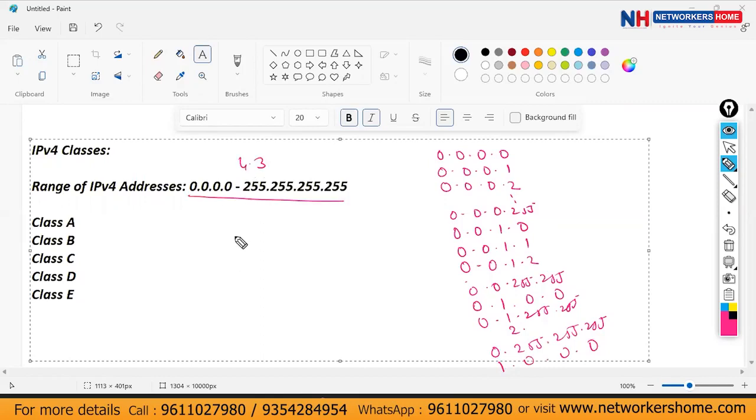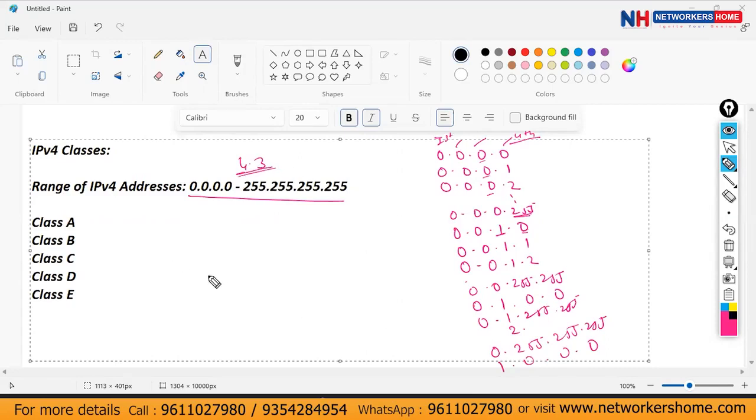So you understood how the addresses are being written. This is the first octet, this is the second, this is the third, and this is the fourth octet. Once the fourth octet completes, only then will the third octet change. Otherwise, it will not change. First the third octet was the same and the fourth octet was changing. Once it comes to the maximum, your third octet is going to change its value, starting again from 0, 1, 2, until 255. This way, the addresses will keep on increasing, and the total number of addresses is 4.3 billion.